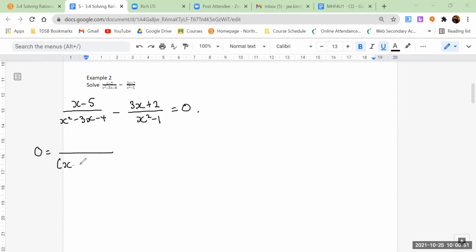So if I factor this, this becomes x minus 4, x plus 1 over x minus 5, minus x plus 1 and x minus 1 over 3x plus 2. Yay, we have something in common.